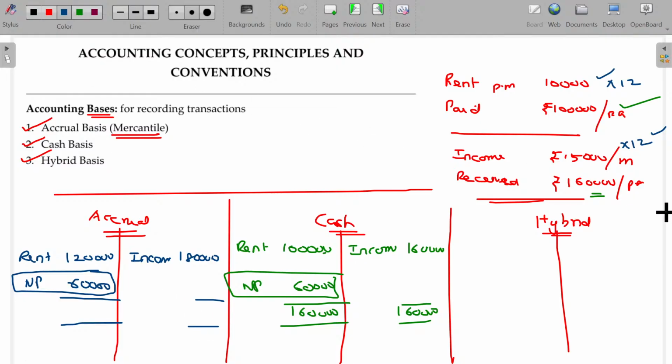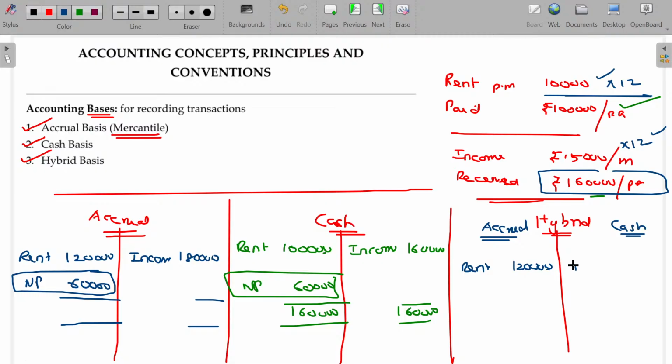What happens in case of hybrid basis, sir? In case of rent, expenses will be on accrual model. Income should be on cash basis. That's how we post in our books of accounts. This is called hybrid. So in case of expenses, 10,000 into 12, 1,20,000 will be the rent expense. What about your income? Only the actual receipt will be taken: 1,60,000. Then if you tally this, 40,000 is the net profit. Hope you will now be able to understand. These are the three bases.